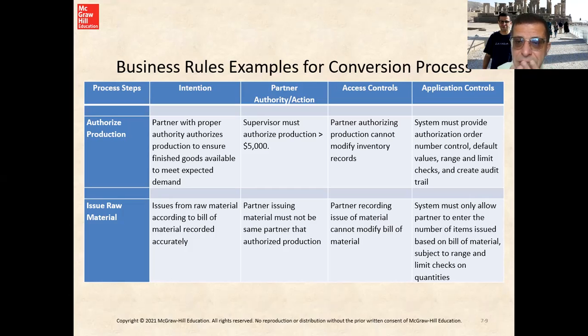Now, who has the access control for it: the partner recording the issue of materials cannot modify the bill of material. And the system, as we said, must only allow partners to enter the number of items issued, based on a bill of materials, subject to a range and limit check on the quantity, as we looked at.